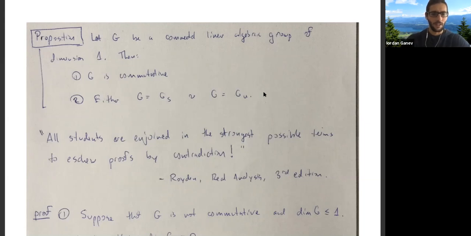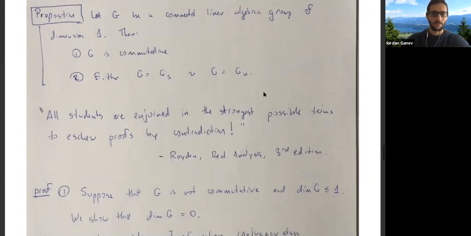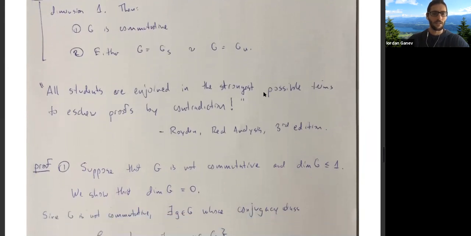Let's suppose G is not commutative and has dimension less than or equal to 1. Then we show that in fact the dimension of G is equal to 0. And that shows the contrapositive, that if the dimension is equal to 1, then G is commutative.